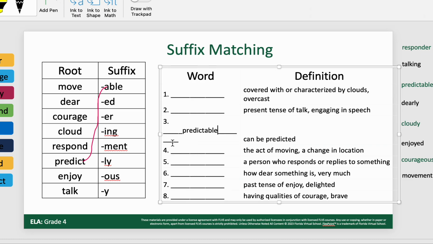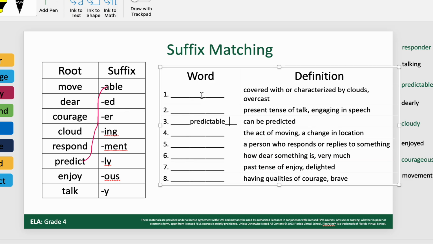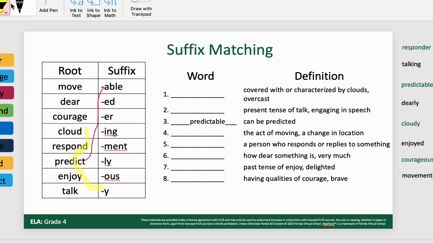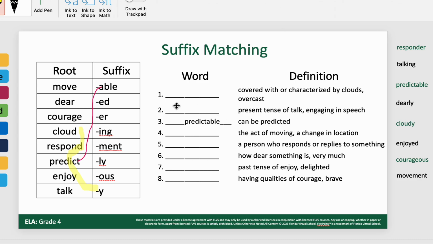What about another? All right, so what about covered with clouds? So if it's outside and everything is covered in clouds and I can't see very well, I might say that it's cloudy. Yeah, cloudy. So I would match cloudy.